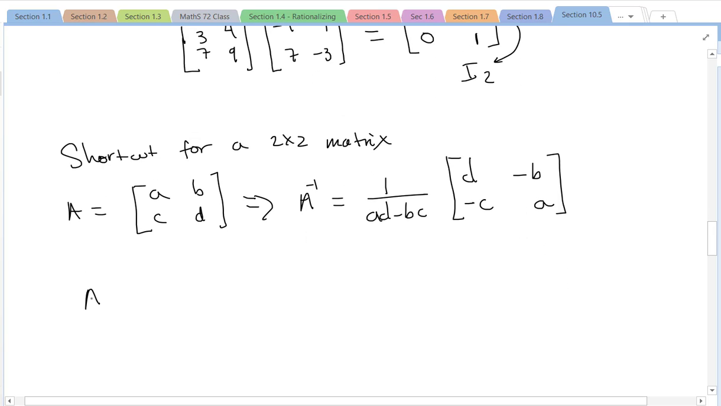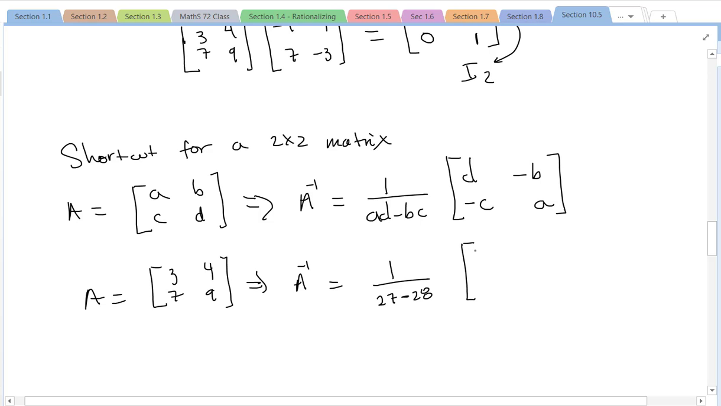So for our case, A was the matrix 3, 7, 4, 9. So let's try with the shortcut. So this means that A inverse will be 1 over AD minus BC. So 3 times 9, which is 27, minus 7 times 4, sorry, which is 28. So we get 1.